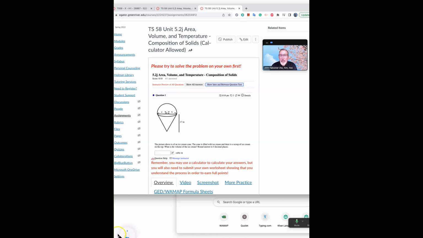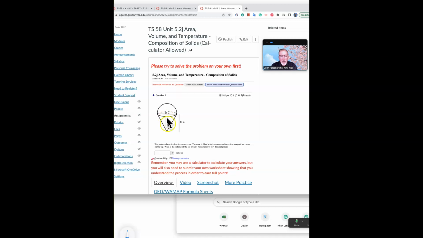Hello everybody, we're going to take a look at Unit 5.2J of area, volume, and temperature, and this is composition of solids. So they're going to give us a complex shape, and we have to break it down into individual pieces that we can determine the volume of and then add those together.